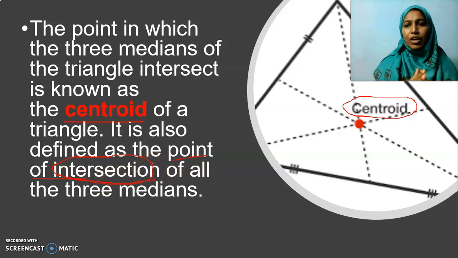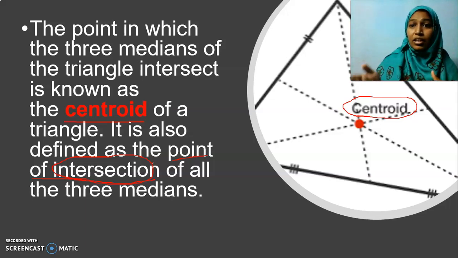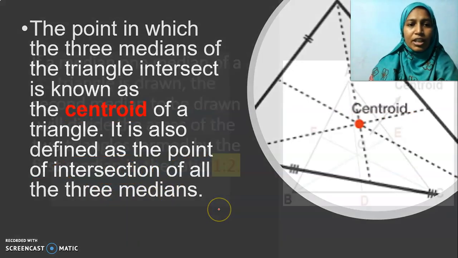We say all four roads intersect at intersection points in traffic areas. Likewise, the point of intersection is the meeting point of all these three medians. Is it clear now, children?